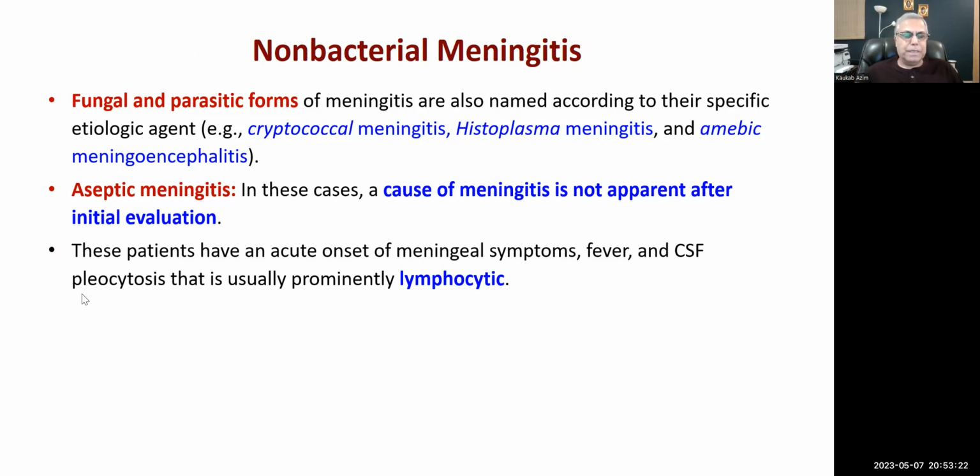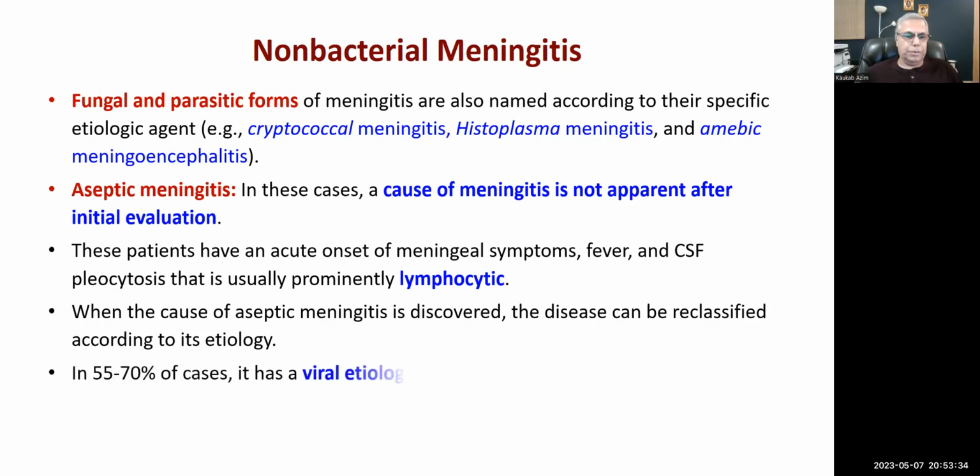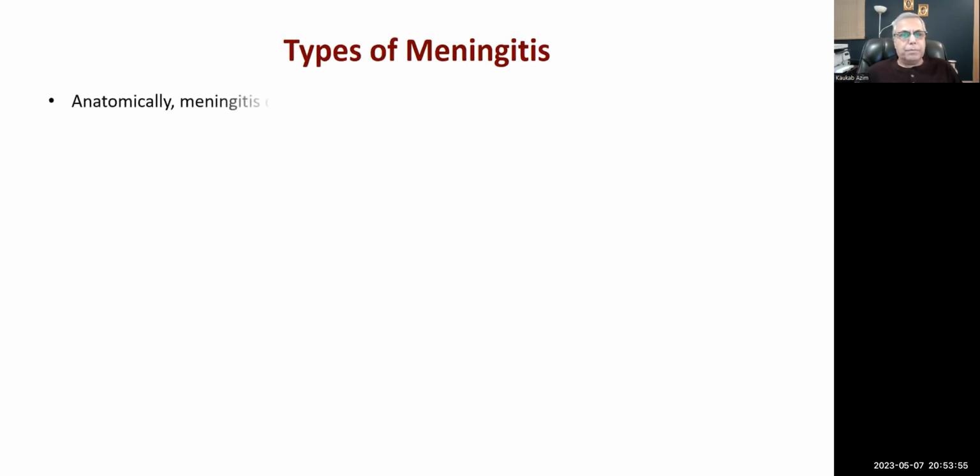So pleocytosis means increase in the number of white blood cells. When the cause of aseptic meningitis is discovered, the disease can be reclassified according to its etiology. And as I said, in 55 to 70% of the cases, it has a viral etiology. So viral meningitis, there could also be many different viruses, enteroviral meningitis or herpes simplex virus, and there are other examples as well. Now, types of meningitis anatomically, this is just to give you some additional information. There could be some classification.